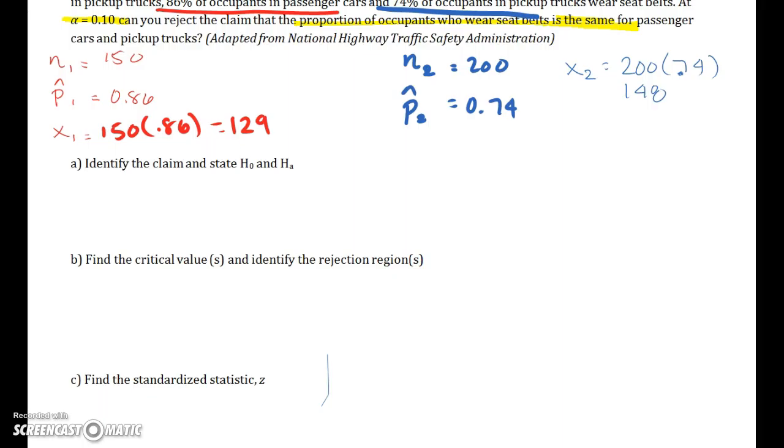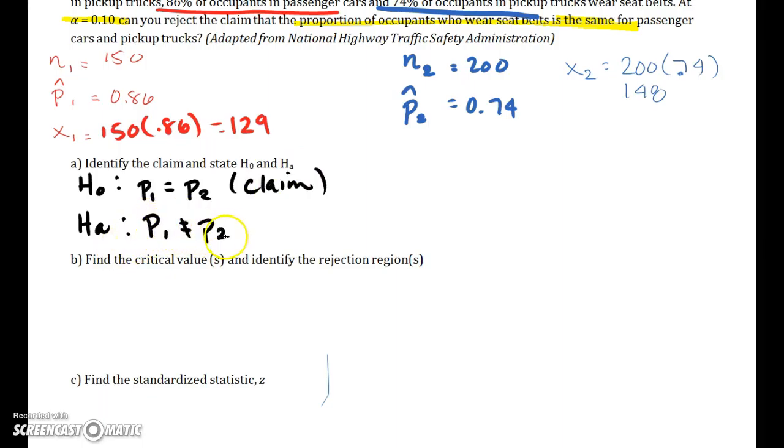So part A, they would like for me to identify the null hypothesis as well as the alternative. The claim we underlined a little bit. They're saying that the proportion is the same. So they are saying that p1 is the same as p2. That's the claim, so let's label it claim. And then the alternative would be that p1 is not equal to p2. And we're going to assume that the null is true usually when we set up our problems.